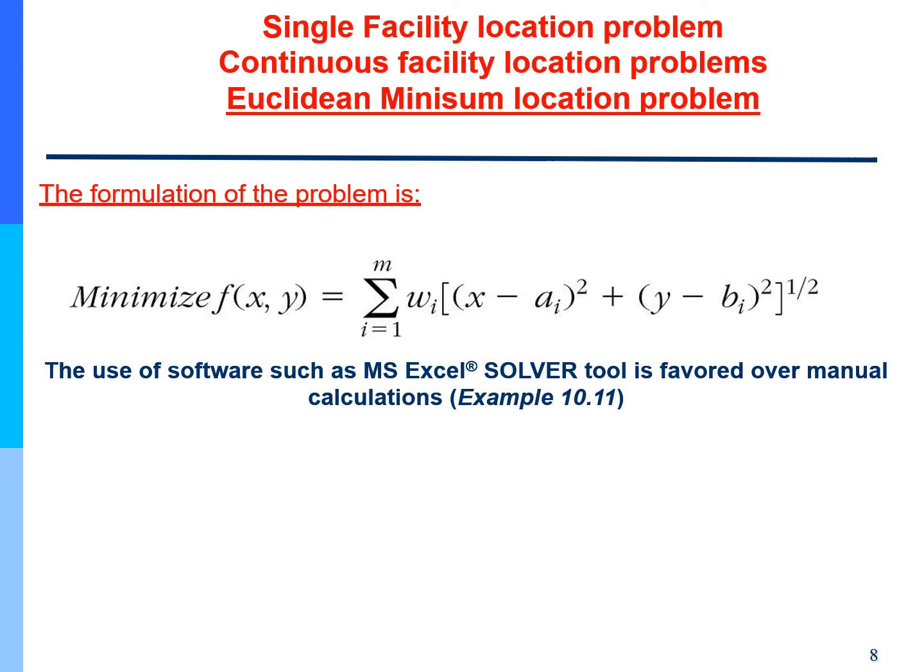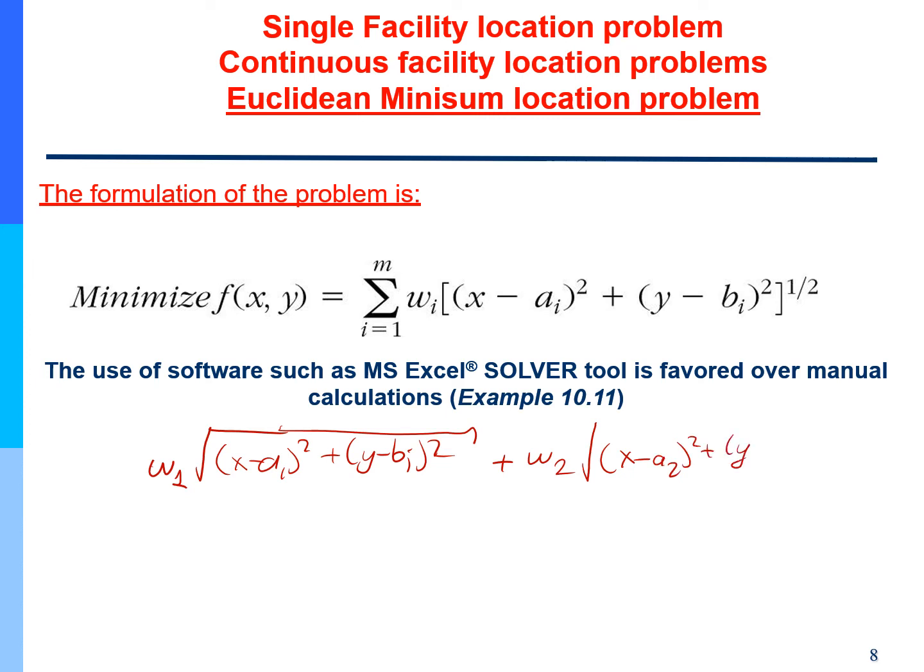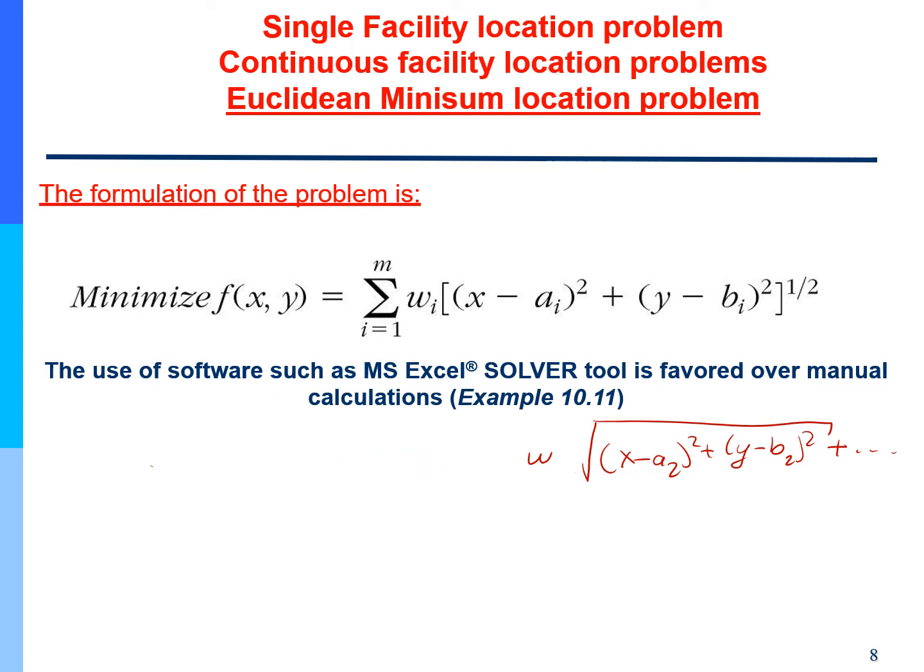Okay, again, writing it in open form will be beneficial for understanding. So for the first facility, w1 times the square root of x minus a1 squared plus y minus b1 squared. And then plus w2 times the square root of x minus a2 squared plus y minus b2 squared. And you will do this addition for all existing facilities. And because of this square root, it is nonlinear, and linear programming solvers or integer linear programming solvers will not be able to solve this problem. You need a nonlinear solver.